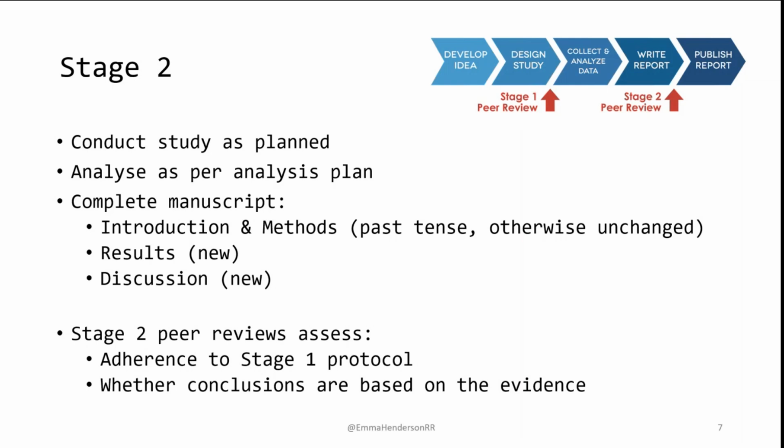So at this second round, the reviewers do not relitigate on anything that they looked at in the stage 1. Now that they've got the results, they're not allowed to say, well, actually, this method was not the right method. They can't review any aspect of the stage 1. So what they're focusing on is just the adherence to the stage 1 protocol. Did you do what you said you were going to do? And also whether the conclusions are based on the evidence. So are the claims you're making relative to the data that you have? And once it's gone through stage 2 peer review, it will then be published.